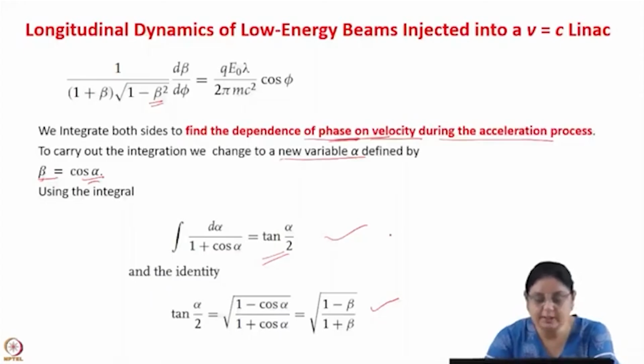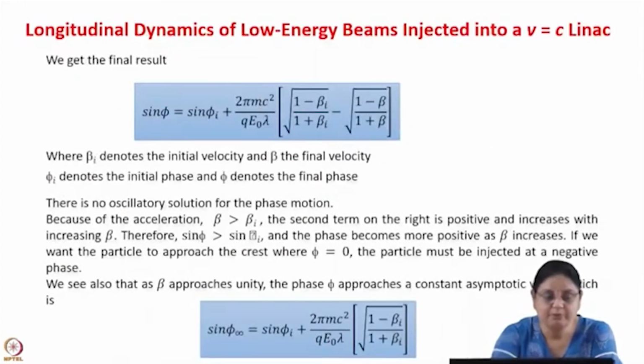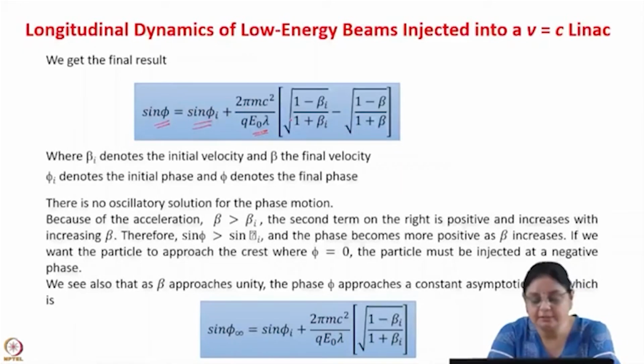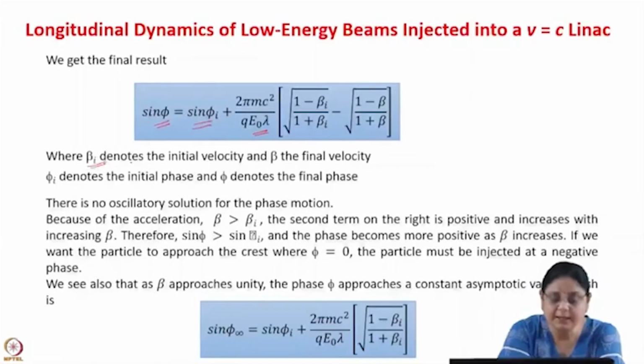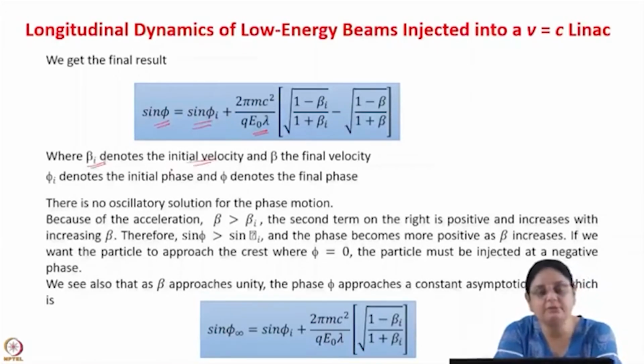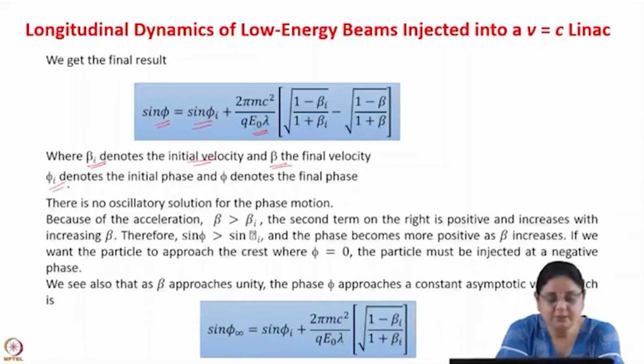So with these simplifications, we get the final result as sin phi equal to sin phi I plus 2 pi m c square divided by q E0 lambda, and then within brackets, the square root of (1 minus beta I) by (1 plus beta I) minus the square root of (1 minus beta) by (1 plus beta). Here beta I is the initial velocity, the velocity with which you are injecting the electron into the linear accelerator with v equal to c. Beta is the final velocity. Phi I denotes the initial phase and phi denotes the final phase.